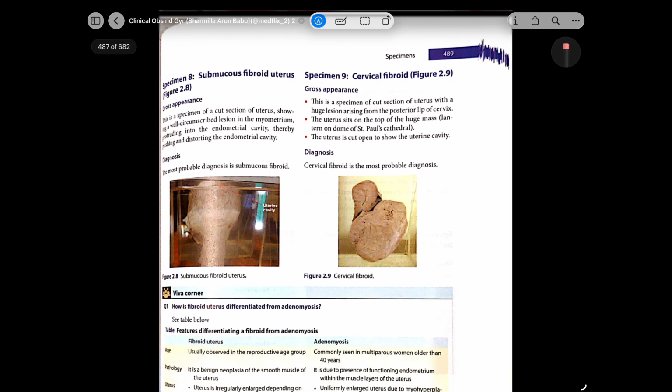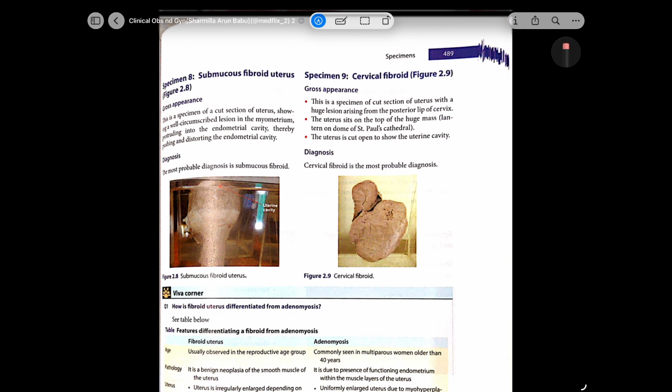So now let's move on to the next specimen, gross appearance. This is a specimen of a cut section of uterus, showing a well circumscribed lesion in the myometrium. It's not that clear, but okay. Protruding into the endometrial cavity, thereby pushing and distorting the endometrial cavity. Diagnosis: the most probable diagnosis is submucous fibroid.